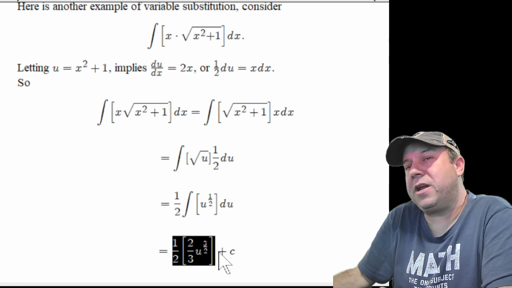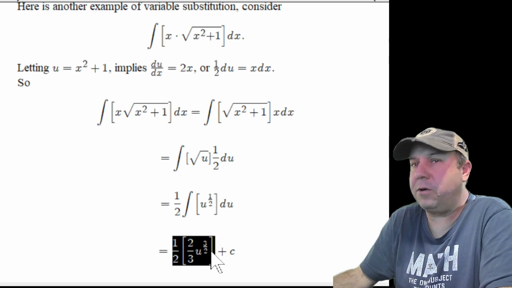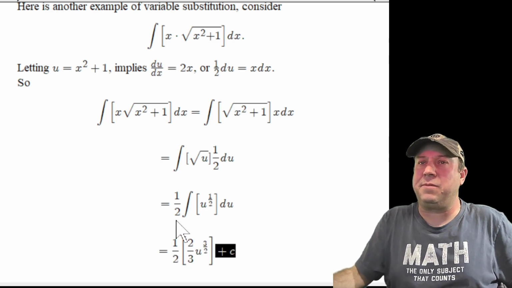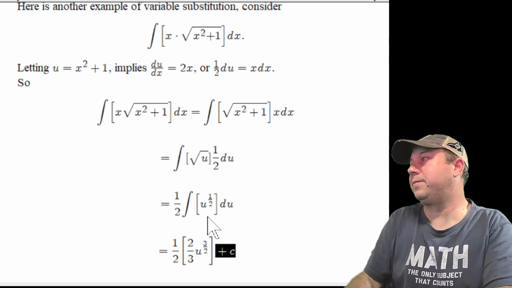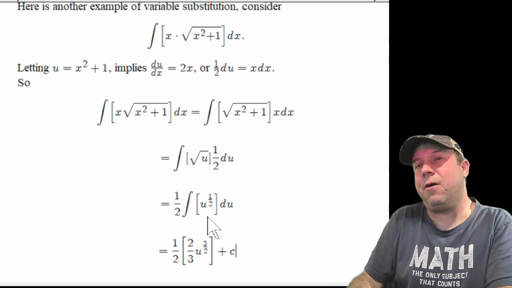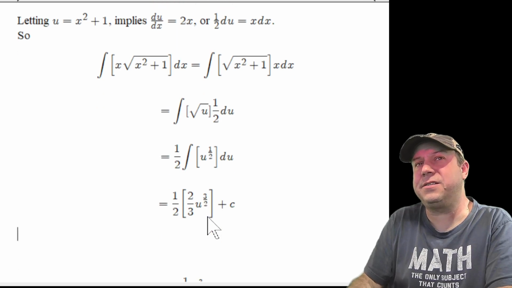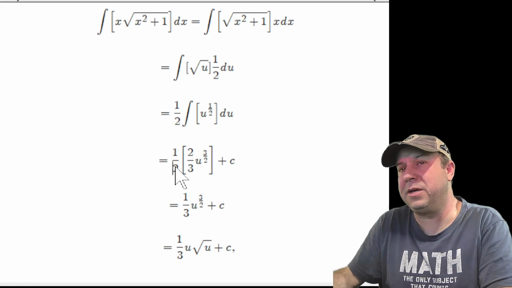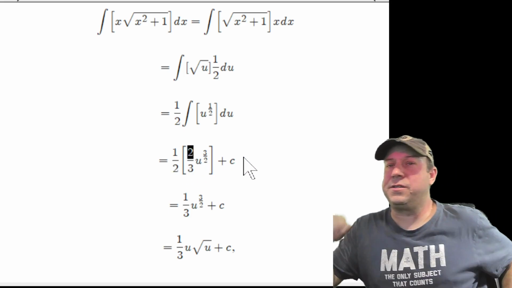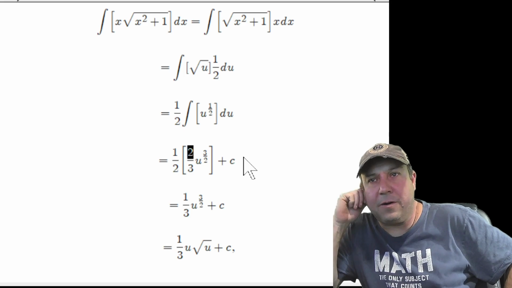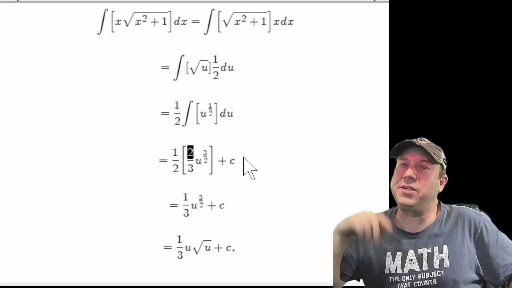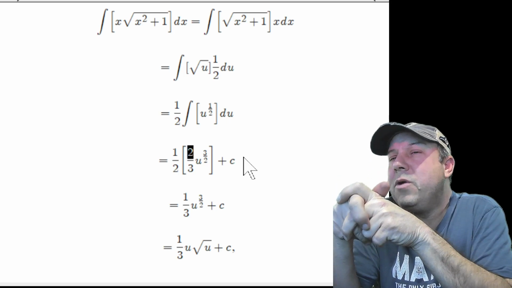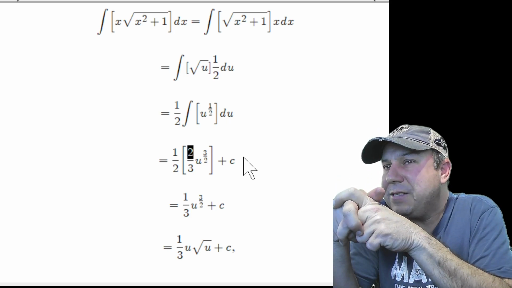So this will become 1/2 times 2/3 u to the 3/2 plus some arbitrary constant c to make a family of solutions. Now, we can't leave that as our final answer, though. We want a final answer in terms of u, and you can see I cleaned this up a little bit. The 1/2 cancels with this 2 in the numerator to leave 1/3. But we don't want to leave this just as 1/3 u to the 3/2 plus c. We want a final answer in terms of x.